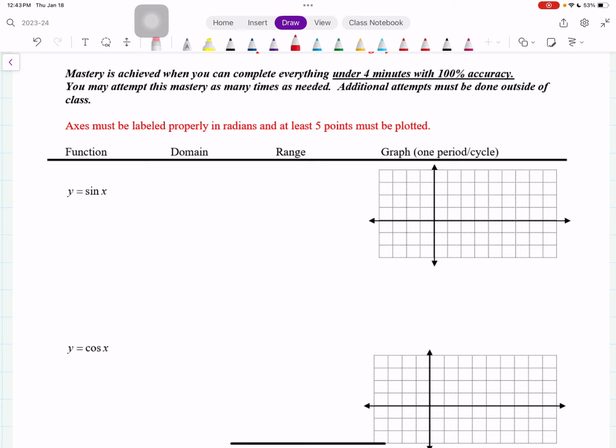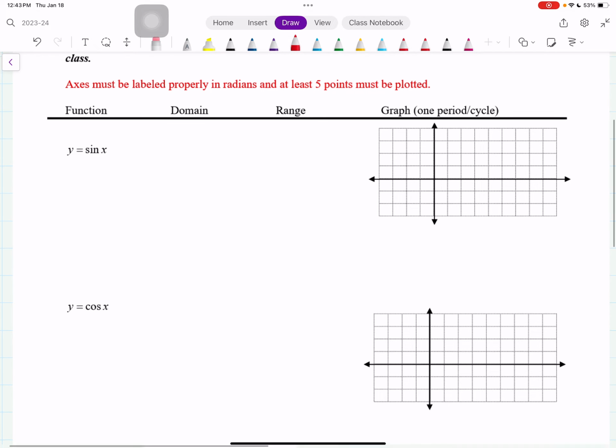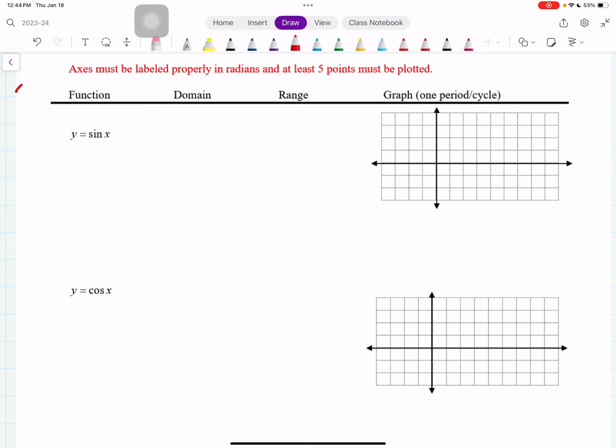accuracy. Okay, so pay attention to the directions, and with all masteries, you may attempt this as many times as needed, but if you don't get it the first time, well, guess what? You got to go outside of class and see me outside of class to make additional attempts. All axes have to be labeled properly in radians, and at least 5 points must be plotted, so here we go. And again, our time goal is 4 minutes, so less than or equal to 4 minutes.